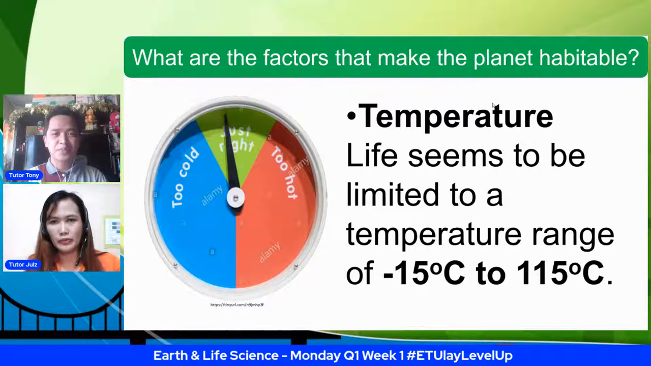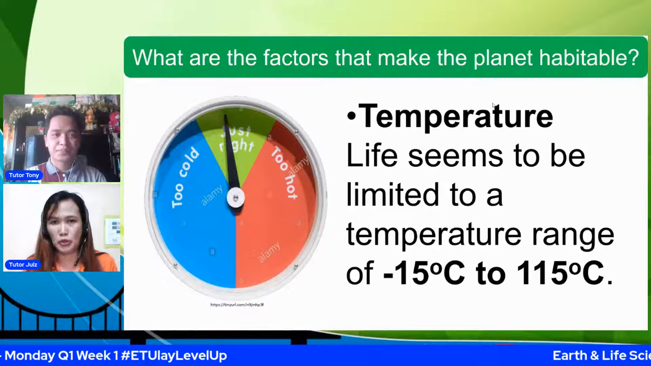So what are the factors that make the planet habitable? Number one, temperature. Very first factor is temperature.